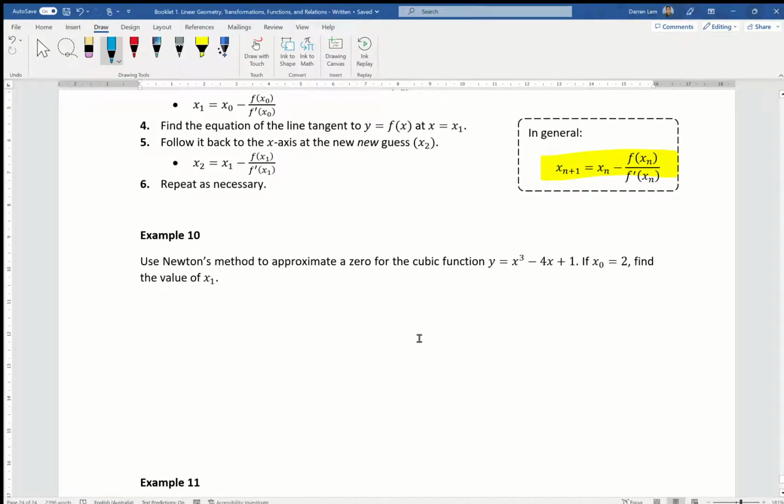Example 10: use Newton's method to approximate a zero, so it's looking for us a root, for the cubic function y equals x cubed minus 4x plus 1. If x0 equals 2, so it's told us our original guess, find the value of x1. Let's do it. So, off the bat, I'm going to find the solution and then see if our answer gets there.